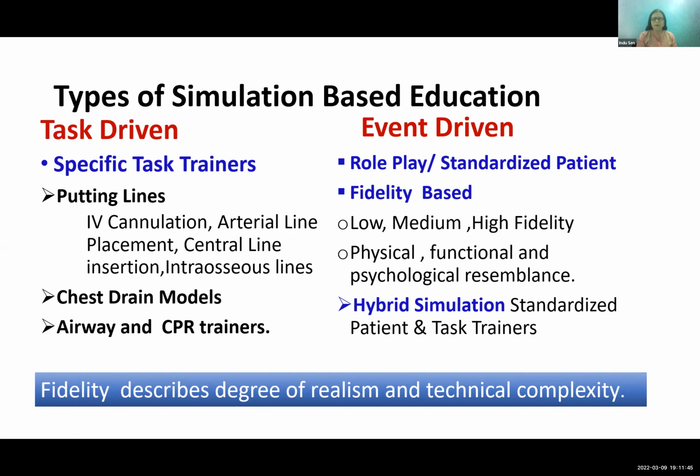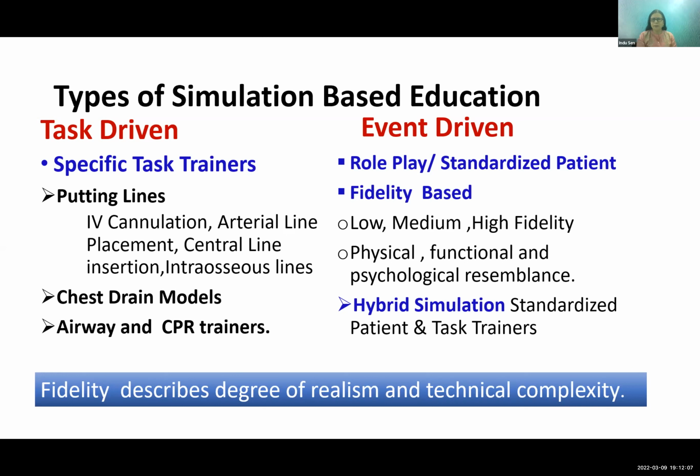So what is fidelity? Fidelity is the degree of realism. This is a term which is used in simulation, and we can have low, medium, and high fidelity models. High fidelity does not always mean that it is high impact. Even a low fidelity model, if properly used, can give high impact to the students.